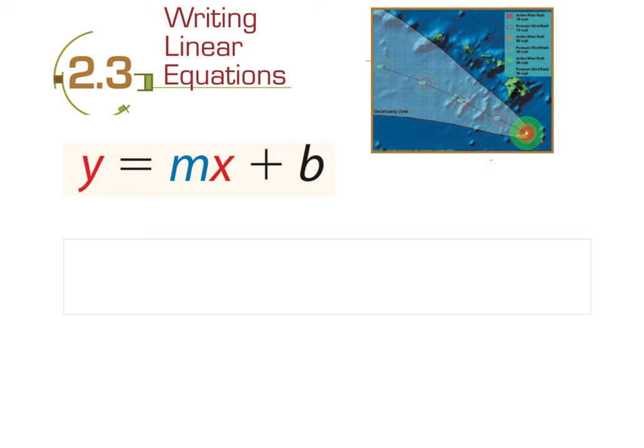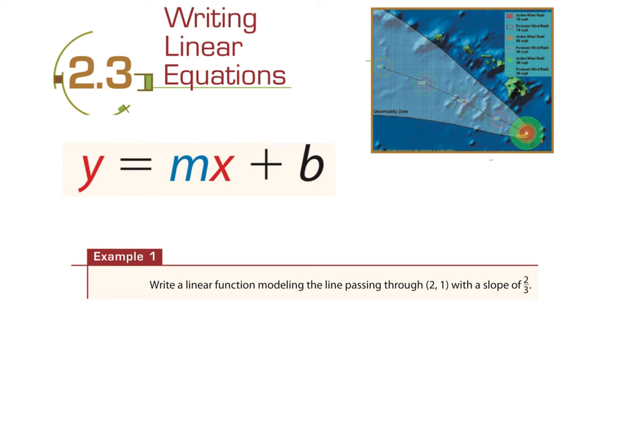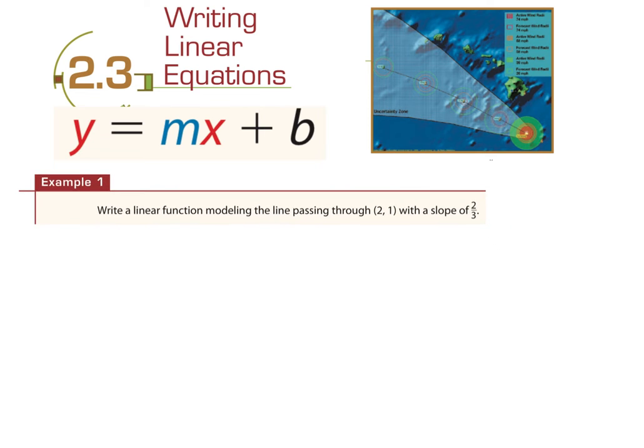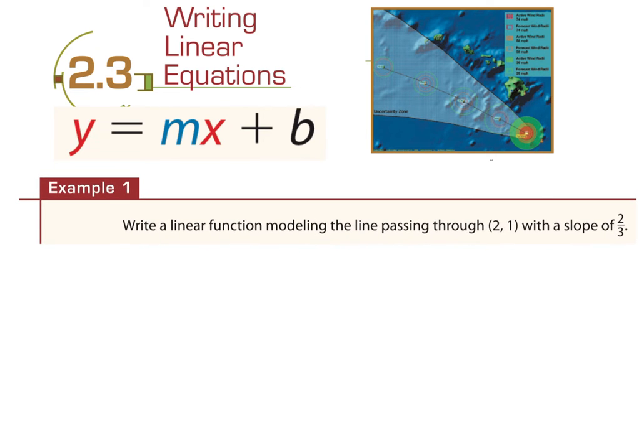All right, and so the first example wants us to write an equation using the slope-intercept form. They want us to write a linear function modeling the line that passes through the point 2, 1 with a slope of 2/3, okay? Now, the first way you can do this is to simply take this equation and plug in what you know, all right? So they have given us a point. Well, a point consists of an x and a y, right? So they have given us an x and a y.